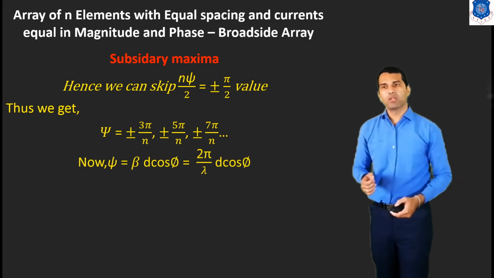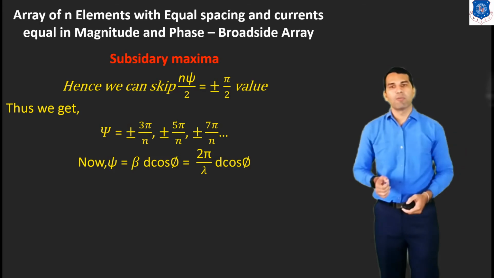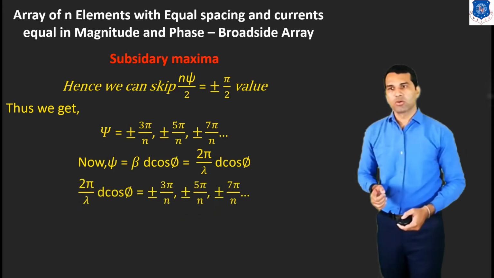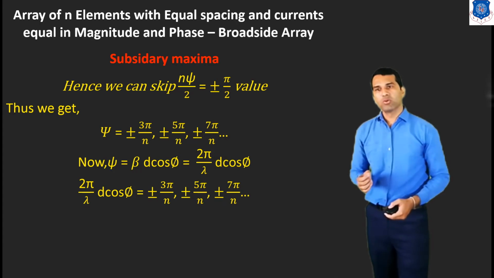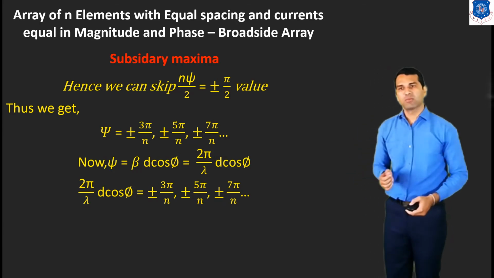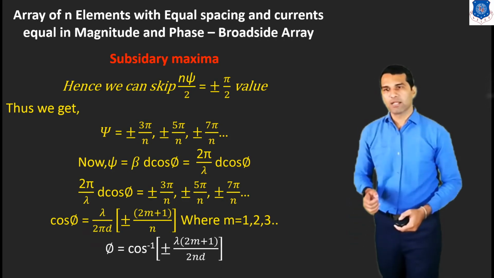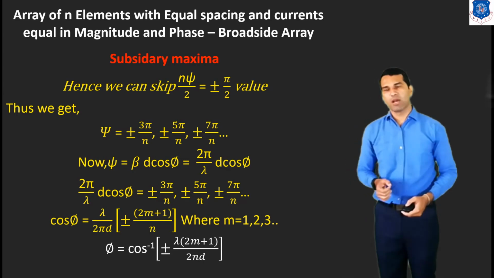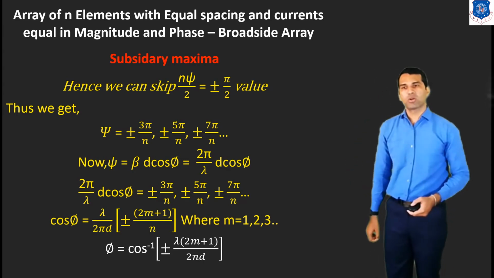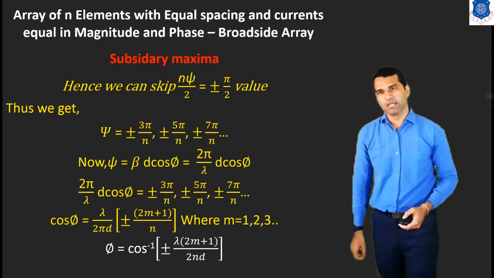Now we have ψ equals β d cos φ, and the value of β is equal to 2π/λ. So 2π/λ d cos φ equals ±3π/n, ±5π/n, ±7π/n. So we get φ for the subsidiary maxima equal to cos inverse of ±(2m+1)λ/2nd.